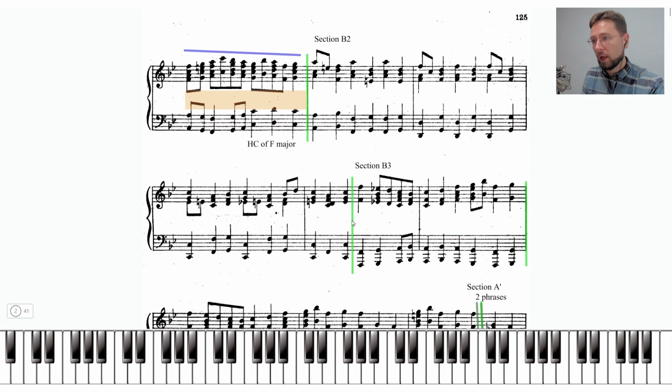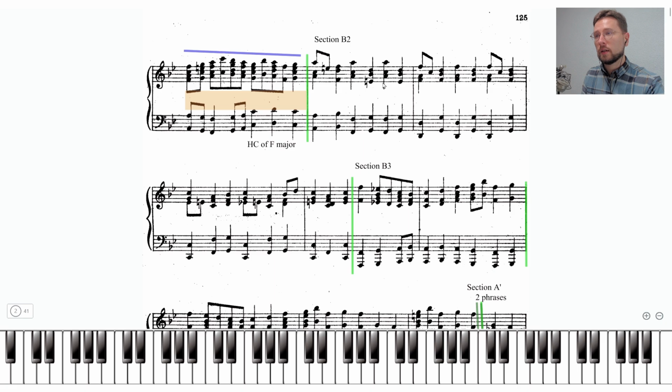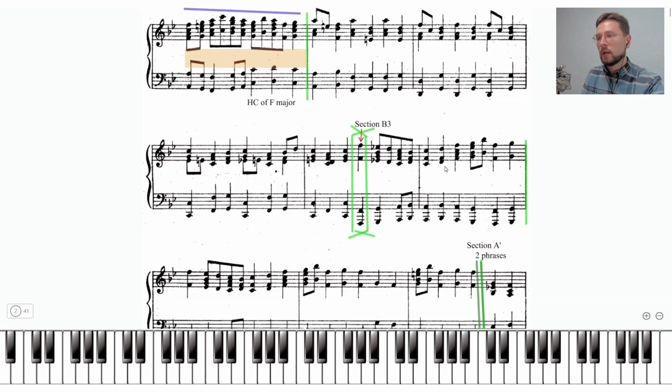And probably rather than putting the bar where I've put it, it's here where we should have it. And it's a place where both sections begin and end. So that sort of F has two functions. It's the end of B2 and the beginning of B3.